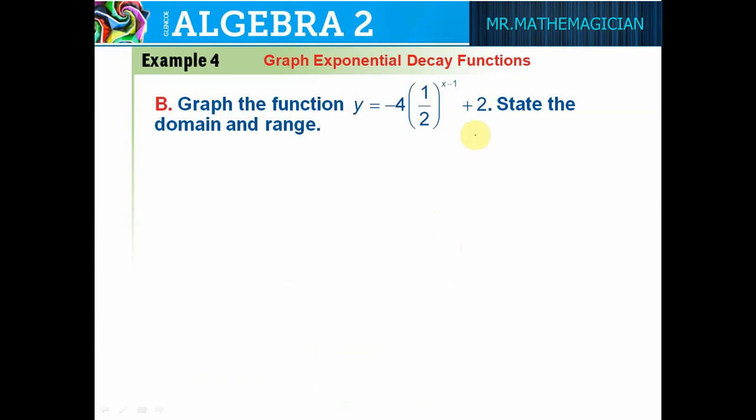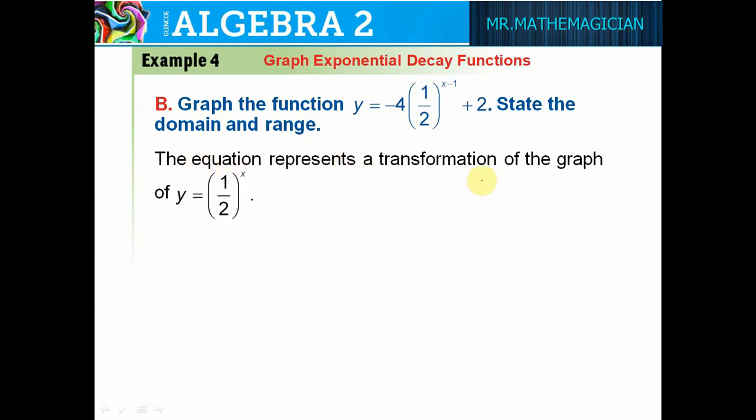The same transformations: if a number is added or subtracted from x, it causes a horizontal shift with an inverse sign, means negative 1 will make it move to the right 1 unit. If the number is added to the whole function, it makes a vertical shift up or down with the same sign. Positive means 2 units up, and negative 4 will cause, the negative will cause reflection, and the 4 itself will cause a vertical stretch. Also state domain and range.